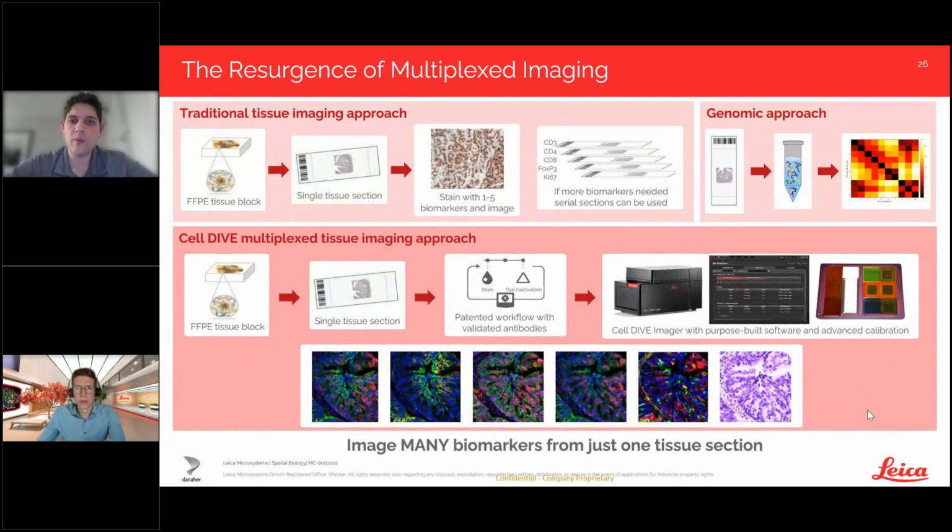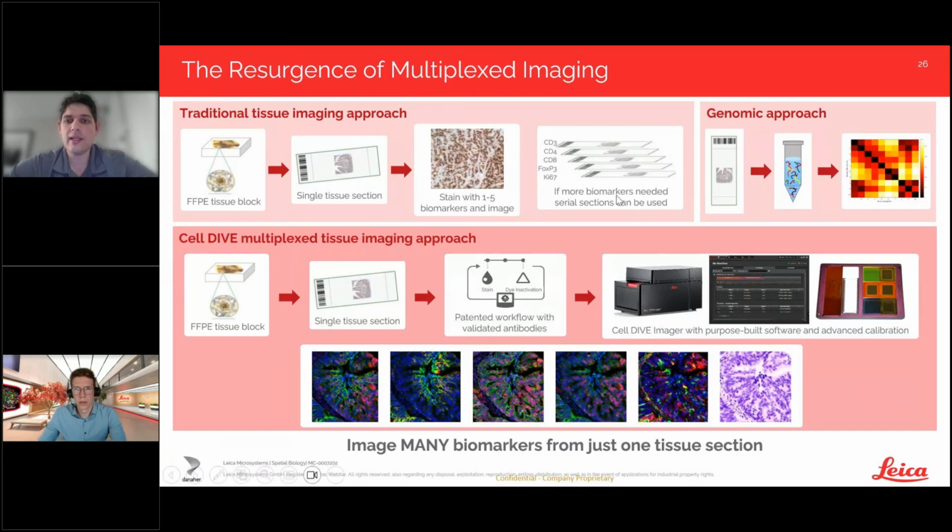So to walk you through the logic of how CellDive came about, imagine you start with the traditional tissue imaging approach, where you're working with FFPE tissue blocks, sectioning those out and doing a chromogenic stain. You can really only look at 1 to 5 biomarkers. If you want to look at more biomarkers, you can use serial sections, but there's a loss in resolution there. So you get some spatial information, but the number of proteins or analytes you can look at is fairly low. On the flip side, we have the genomic approach, where you could just grind that piece of tissue up and look at every RNA in there, but again, the spatial information is lost.